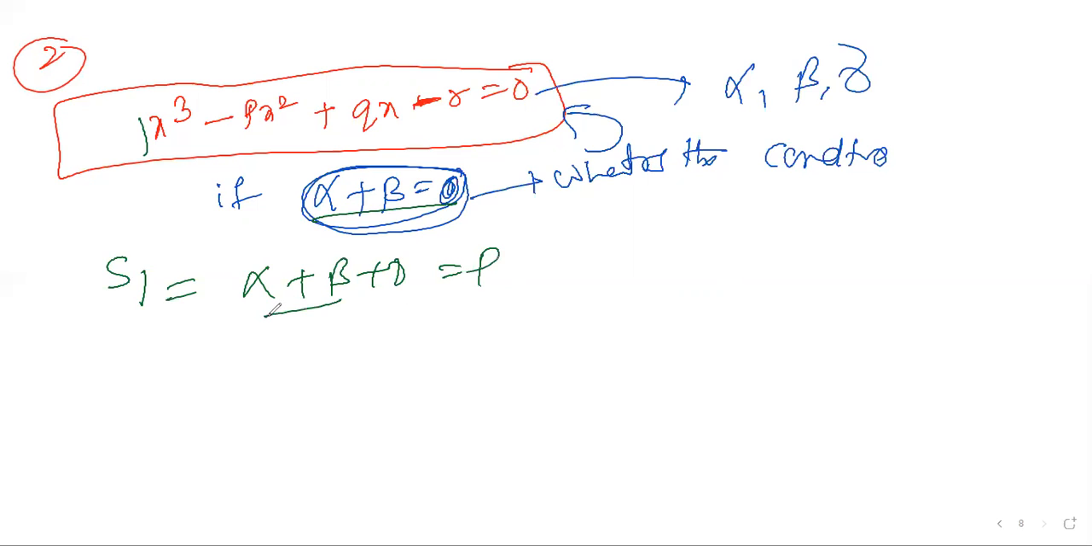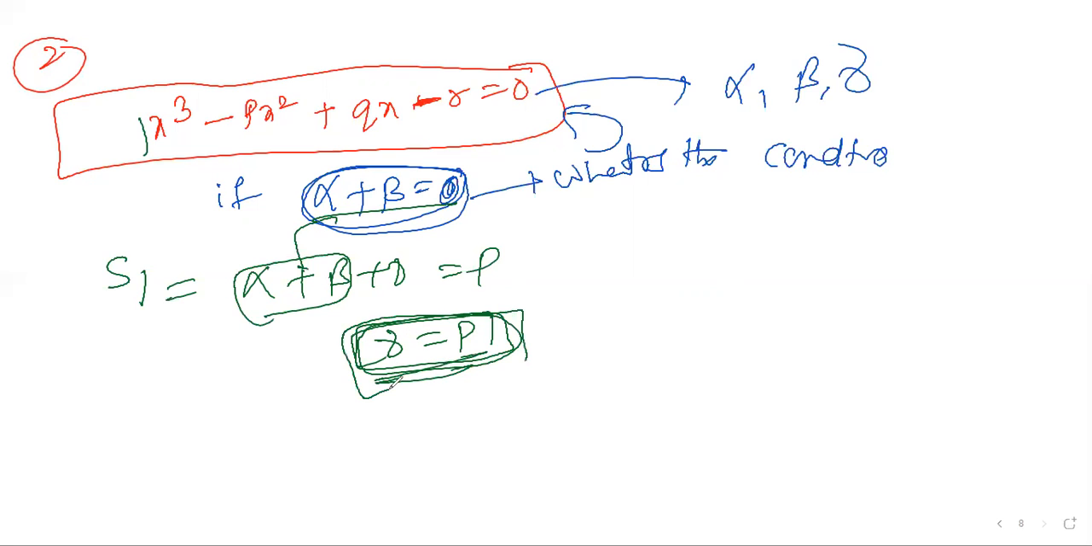Alpha plus beta is 0. Then gamma is equal to what? Gamma is equal to p. Am I clear? Yes, sir. So you got one root, right? Here the question is not to find alpha, beta, gamma. They are asking what is the condition. Once alpha plus beta is 0, what is the value of gamma?